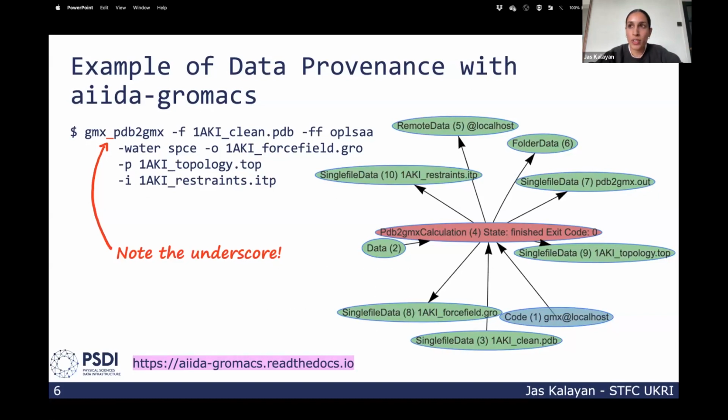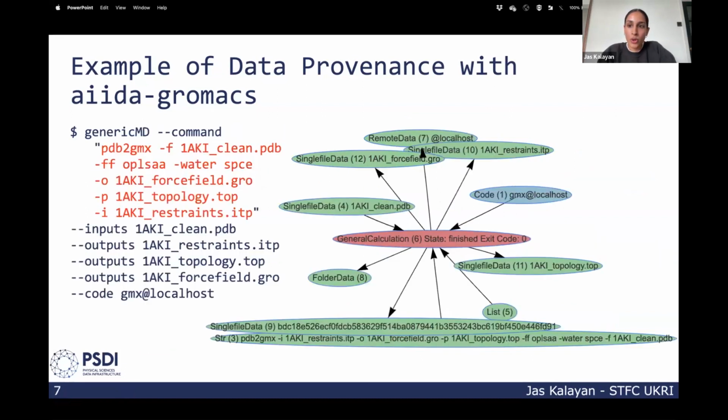And what we've done is to try to take away any change in how a user will use our provenance tools compared to how they otherwise would. So this is an example of using aiida-gromacs for a particular GROMACS command. The only difference for the user is they have to include this underscore to track the provenance of this command. And here's a visualization of what that provenance looks like. So here's the command that you run, the input for that command, which would have been the PDB file, and the outputs from that command. And also in blue is the code that you use to perform it.